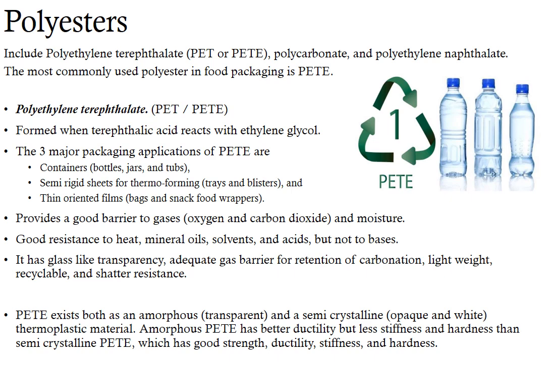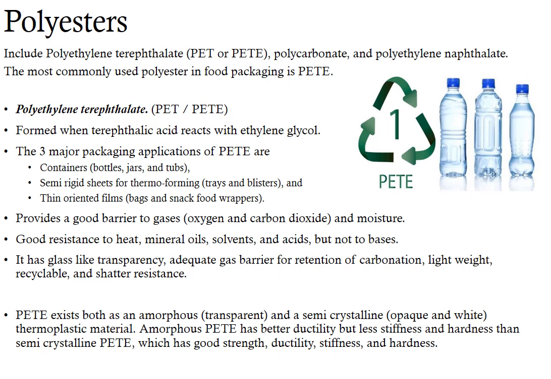PET provides a good barrier to gases including oxygen and carbon dioxide as well as moisture. It has good resistance to heat, different mineral oils, solvents, acid, but it does not have resistance towards bases. As we all know, it has glass-like transparency and it also has adequate gas barrier for retention of carbonation. That's why it is commonly used for your carbonated drinks. In addition, it is lightweight and it is shatter resistant. That means even if the bottle falls, it will not break easily.